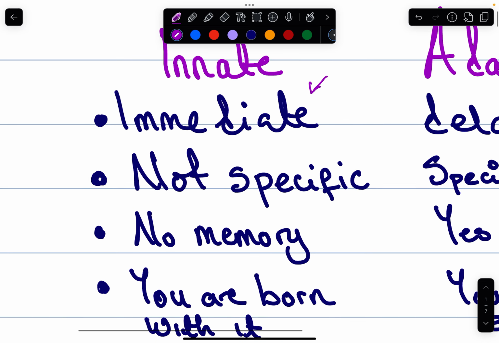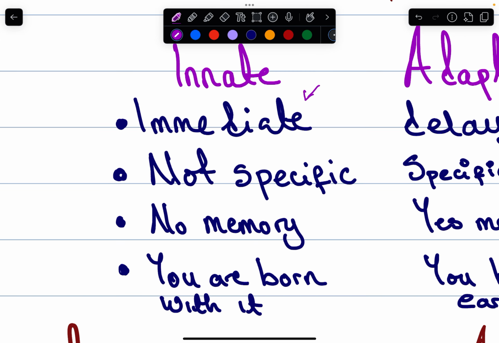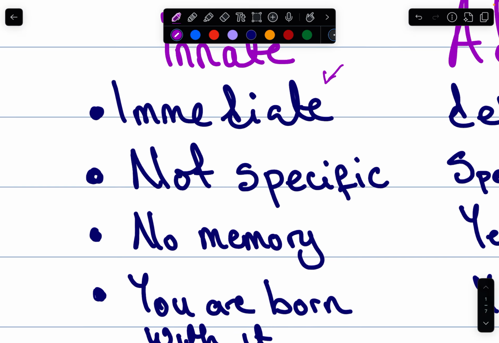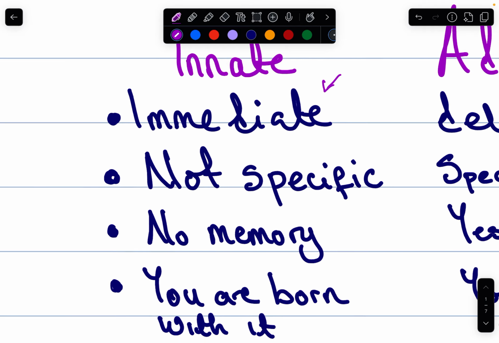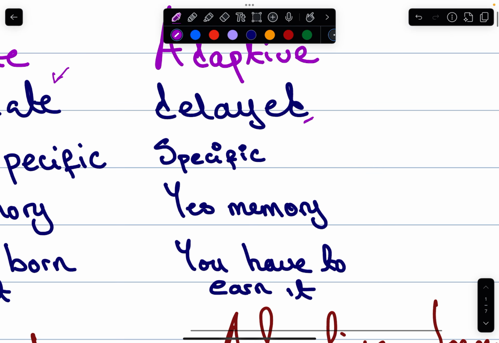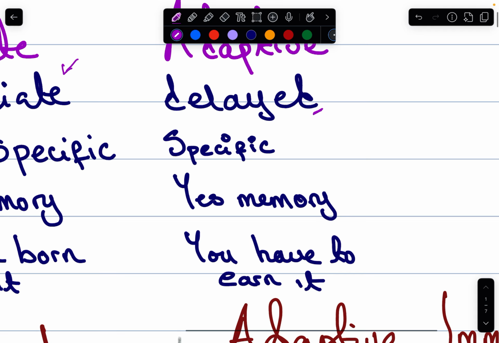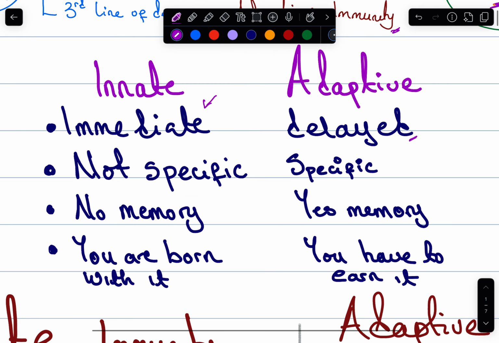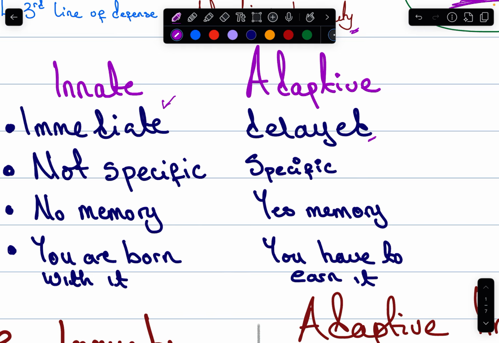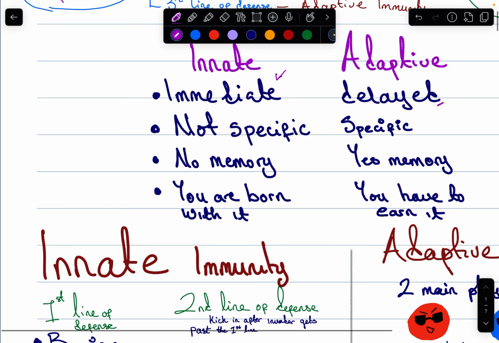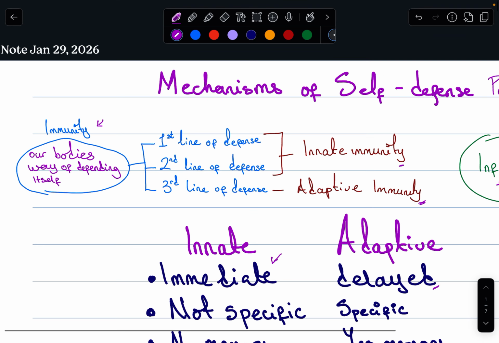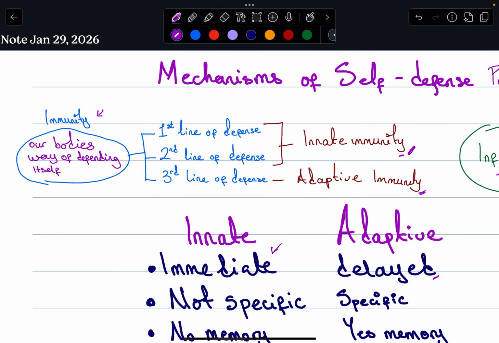And then the thing about innate immunity is that you are born with it. Okay, from the minute you are born, you have this, or you kind of develop it. But adaptive immunity is something you have to earn. And by earn, I mean you just kind of get it over time. We'll go over that too, so don't worry too much about it. But just remember that innate is immediate, it's not specific, and it has no memory. Adaptive is the complete opposite. Okay, it takes time, it is specific, and it does have memory. Okay. Now let's talk about the lines of defense. So remember I said the first and second line both belong to innate immunity?